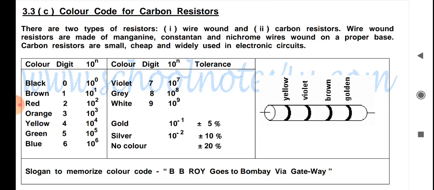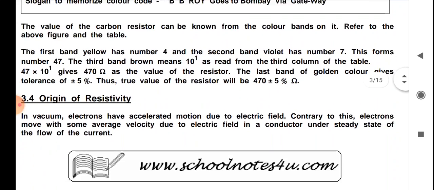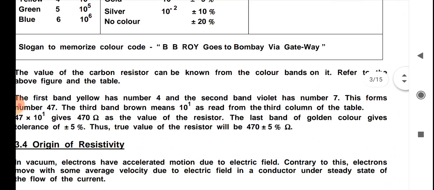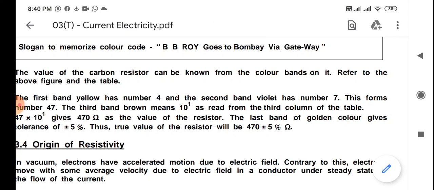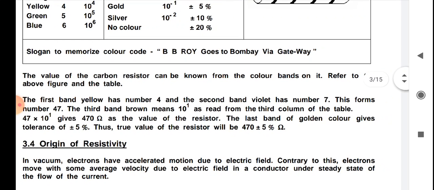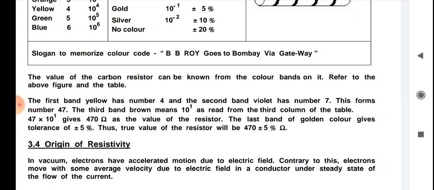The value of the carbon resistors can be known from the color bands in the above figure and table. The first band yellow has number 4 and the second band violet has number 7. This forms number 47.